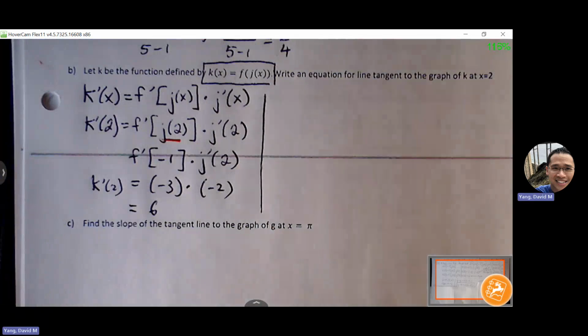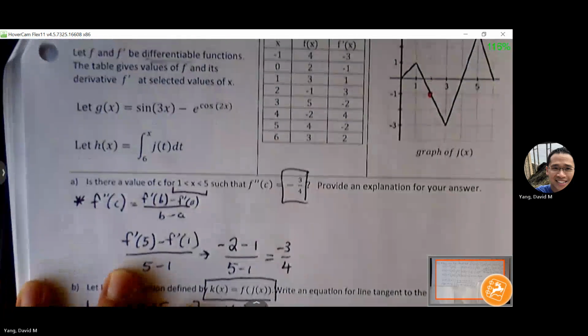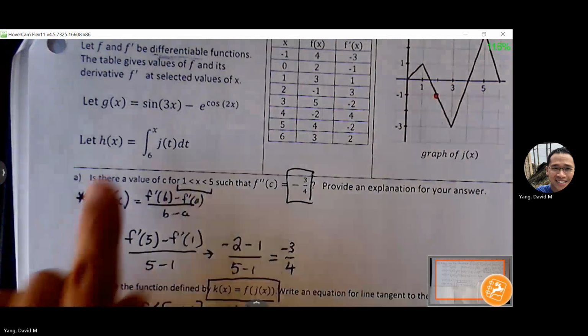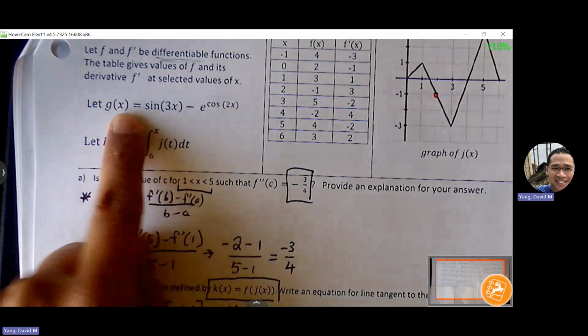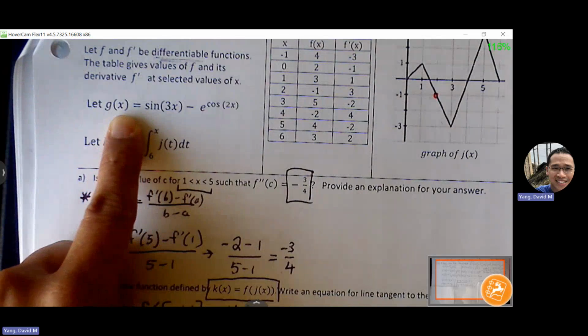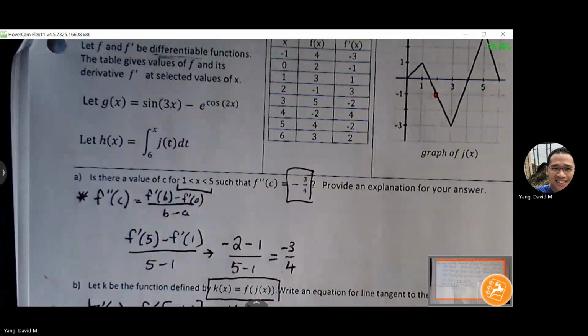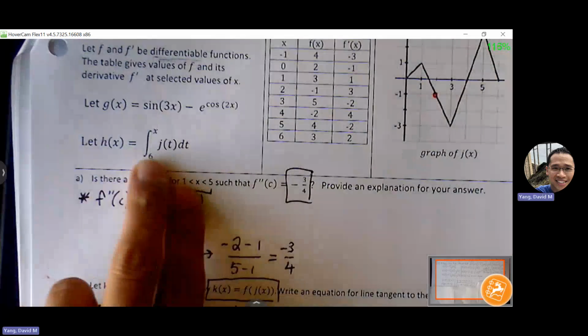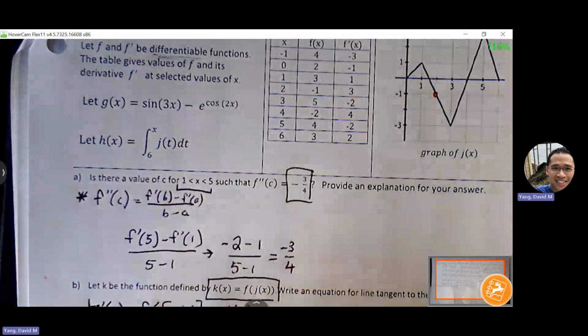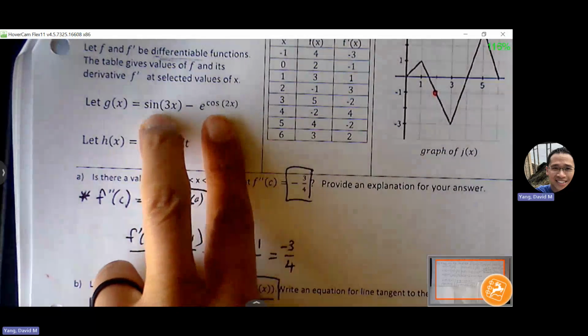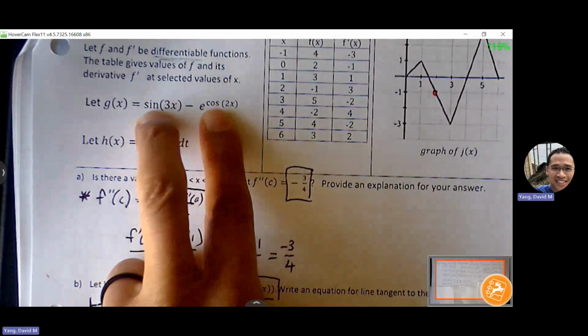Okay, let's look at part C. Part C says find the slope of the tangent to the graph of g at x equals pi. So if I want to find the slope of the tangent at pi, I need to find the derivative. To find the derivative, I have to involve what? Chain rule. Yep. So see if you can go through your derivative process.